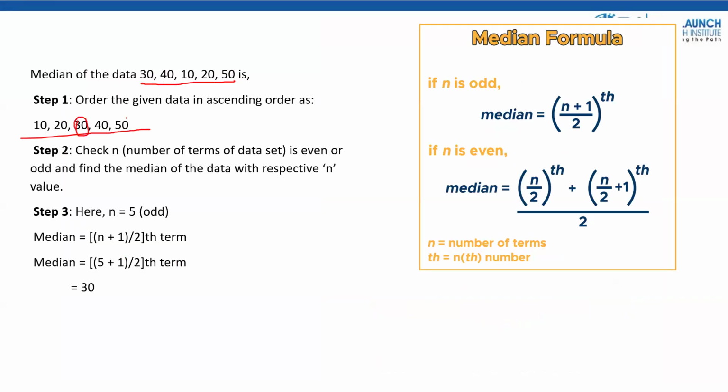But if you try to apply the formula, what is the formula? (n + 1) divided by 2. Sample size is 5. 5 plus 1 divided by 2. 6 by 2 is nothing but the third term. So what is the value that is falling on the third position? 30. So whether you apply the formula or you see it visually, you get the median. So that is the median when it is odd.